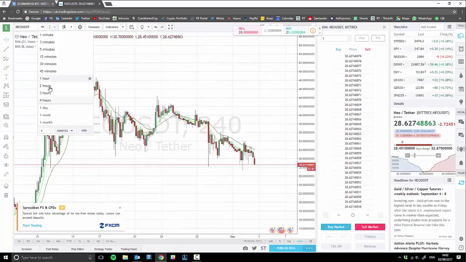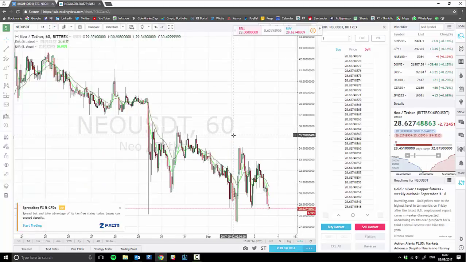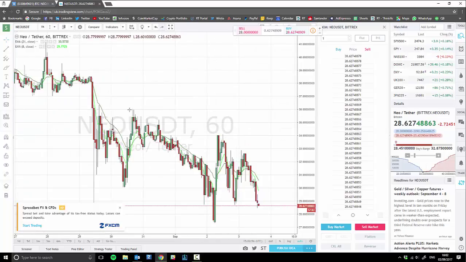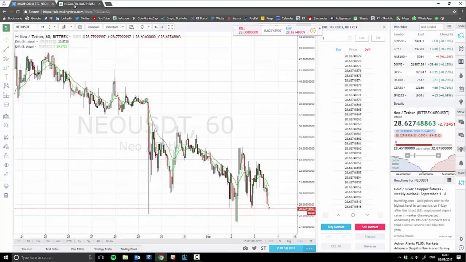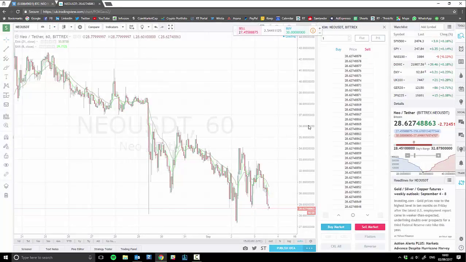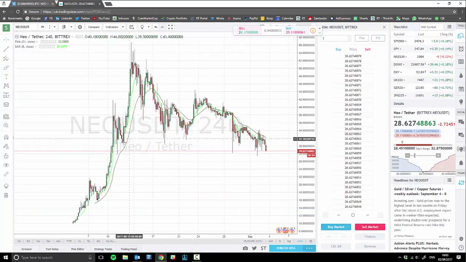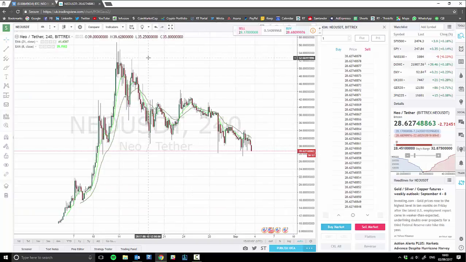I don't like looking at the lower time frames because it gives you way less reliable data. Let's get back to the 4-hour chart. What we're seeing here is NEO punching through a level of support.